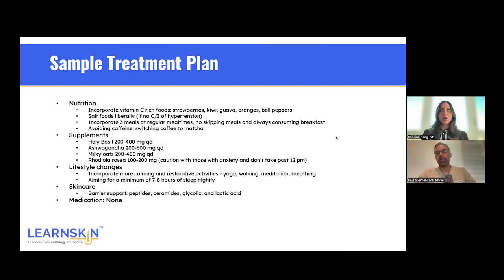And then rhodiola. I'm going to caution this one. For those who have anxiety, caution with the amount of the dosage. And I wouldn't recommend it past noon because it can lead to more concerns with falling asleep at night. But if some people want it to help focus, I would recommend adding it in.